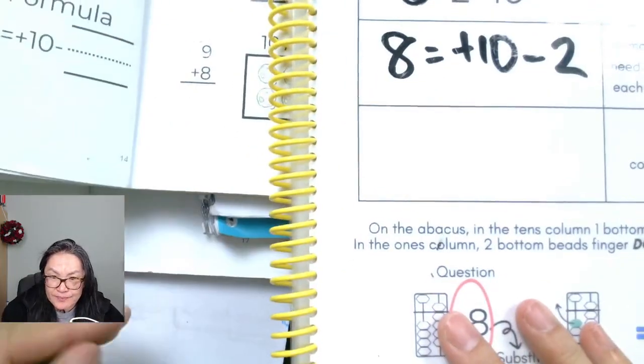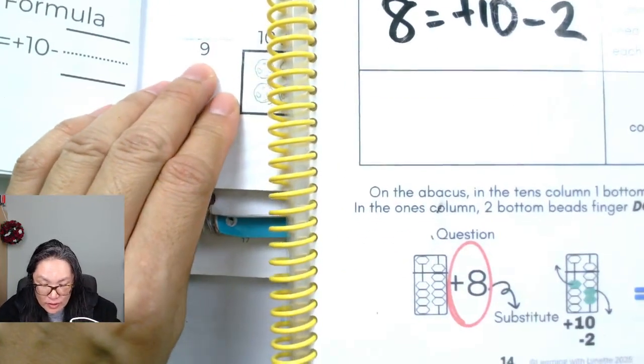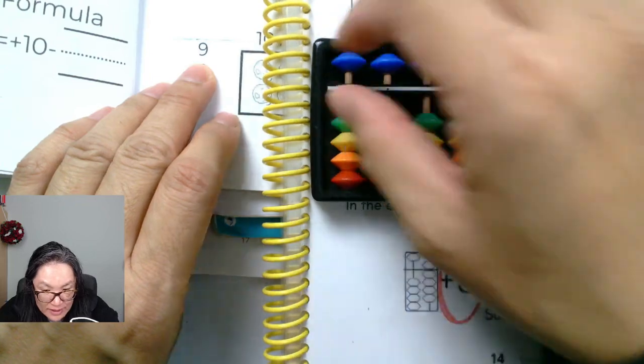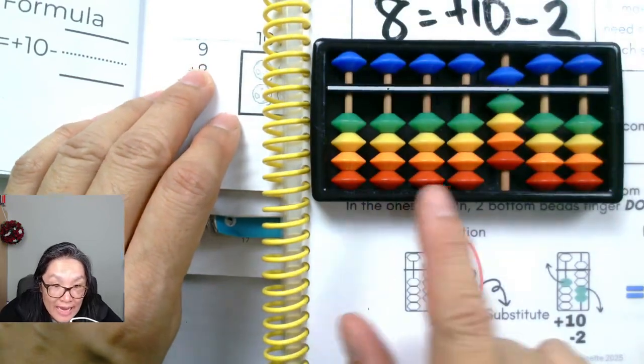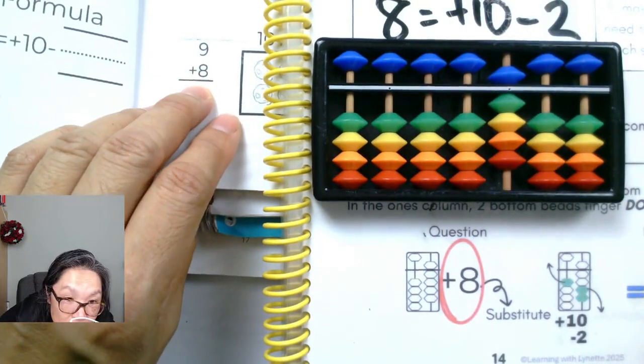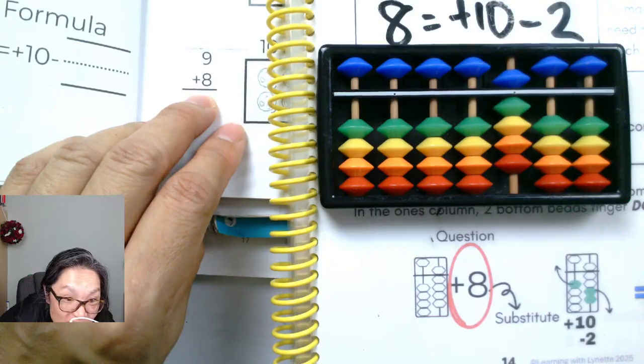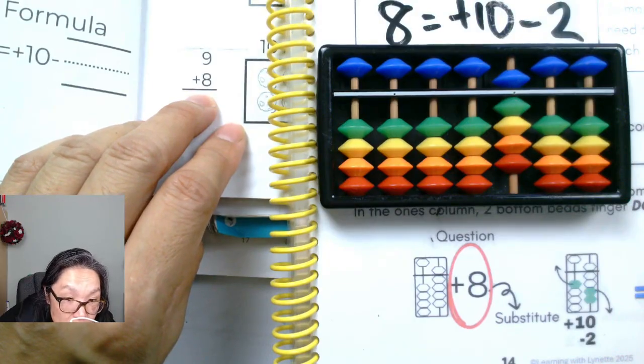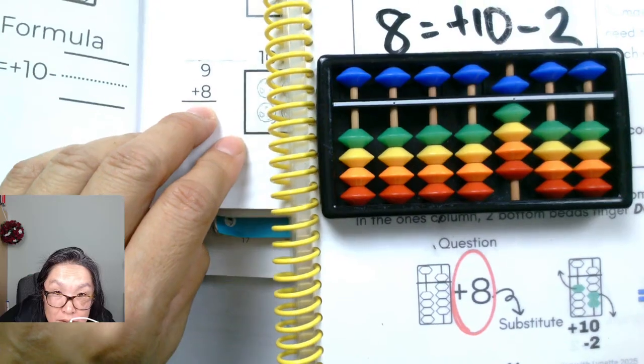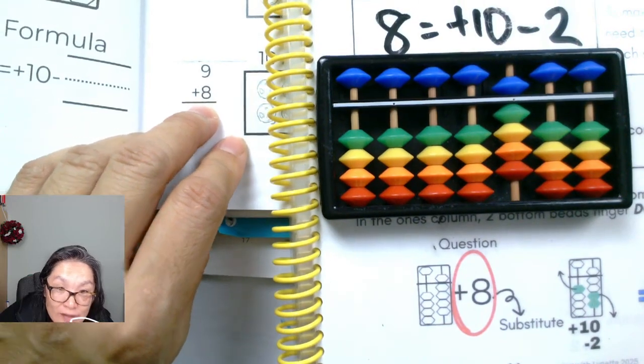My question is 9. Notice when I have the 9 on my abacus, I don't have any beads. I need to add the 8. When I add the 8, oh man, 10 is my enemy. No, 10 is not your enemy. 10 will be fantastic. So when do we get to square root? After division. But right now we're only adding and subtracting.